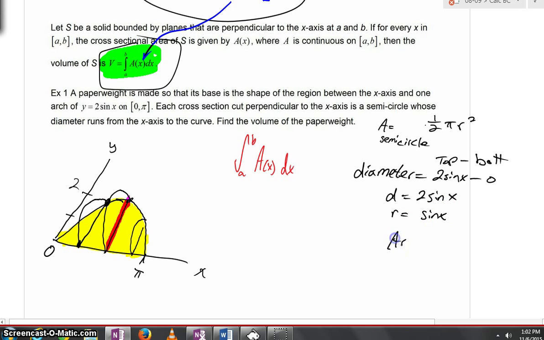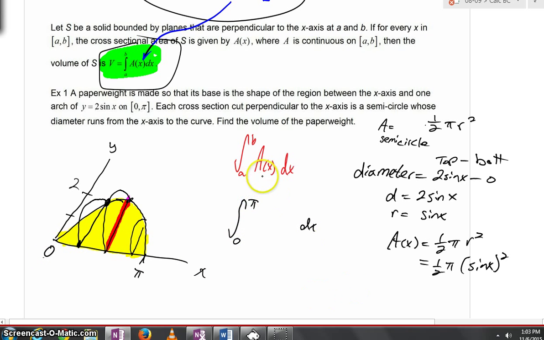So the area is going to be 1/2 pi radius squared. It's 1/2 pi sine of x squared. Guys, we're almost done. You see, I've left this up here in red, and you can see that to work this out, we're going to need to integrate to find this volume. We integrate from a to b of A of x dx. We're going to integrate, what are our bounds in regard to x? We're integrating from x equals 0 to pi.